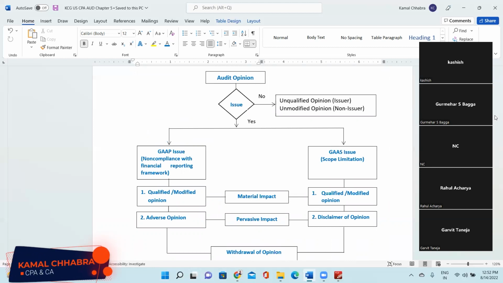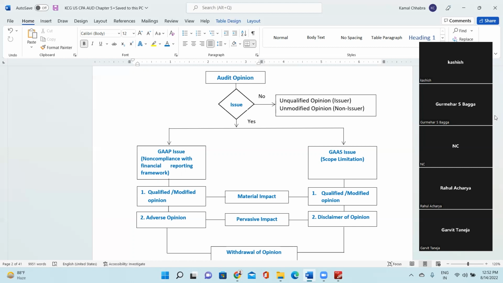If there is a scope limitation, for example, the company is not allowing you to connect with bankers for the bank confirmation, right? There you need to assess whether it is impacting just my cash and bank balances, or would it be impacting my sales, my receivables, my purchases and payables. If it is impacting only one or two financial statement line items, and the impact is material, then you will be qualifying that respective financial statement line item.